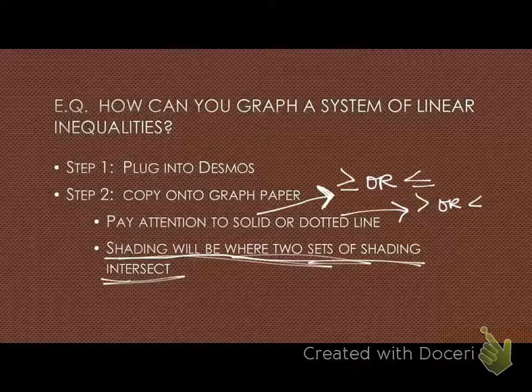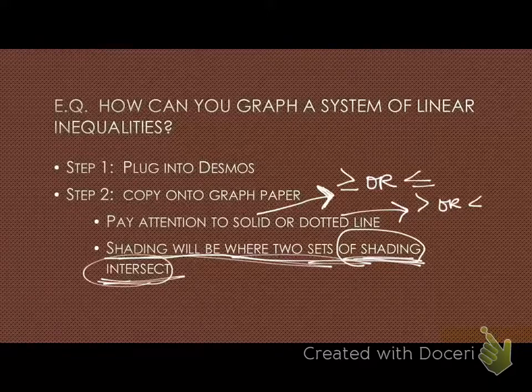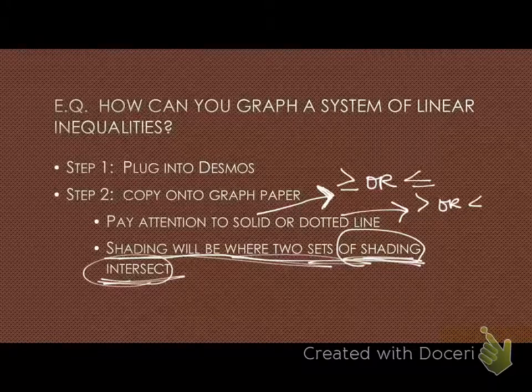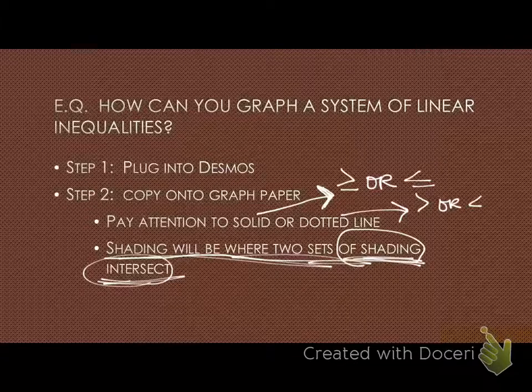Okay, and I'm going to say that again. When I graph a line, there's going to be shading. When I graph a second line, there's going to be shading. Where do the shadings overlap? That's what I'm transferring onto my graph. So the shading, where they intersect, is what I'm going to bring down onto my graph. And we'll look at it here in just a minute.